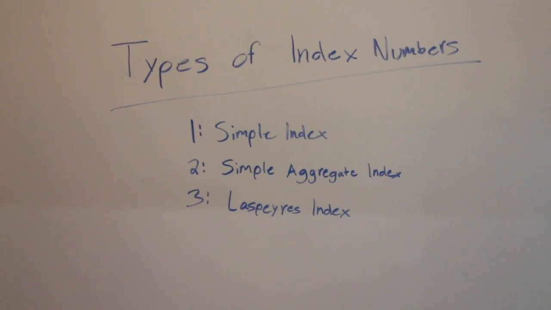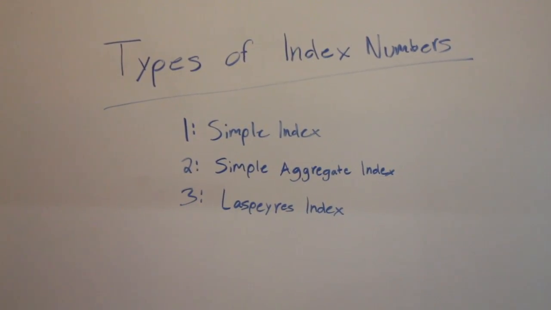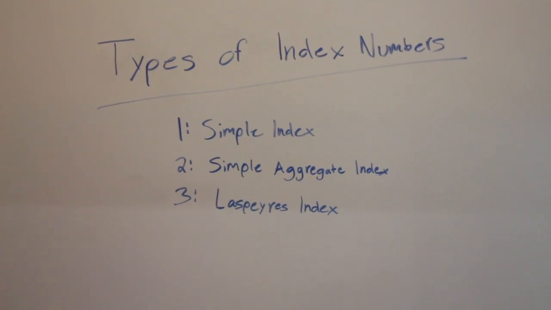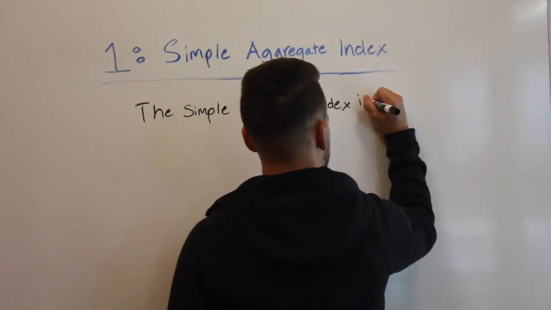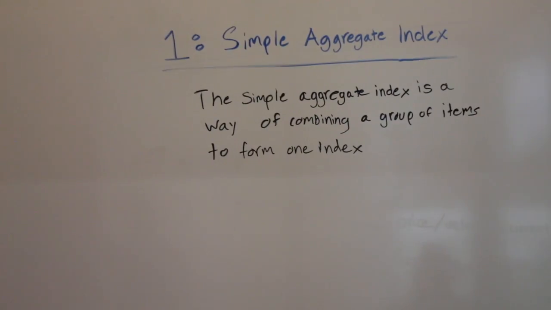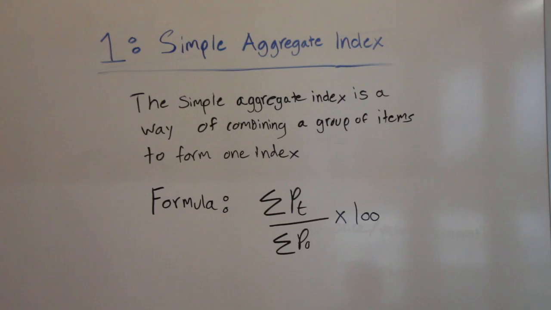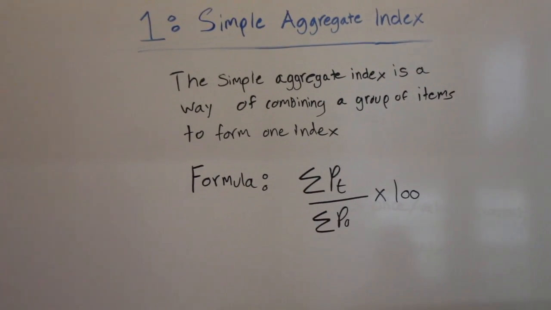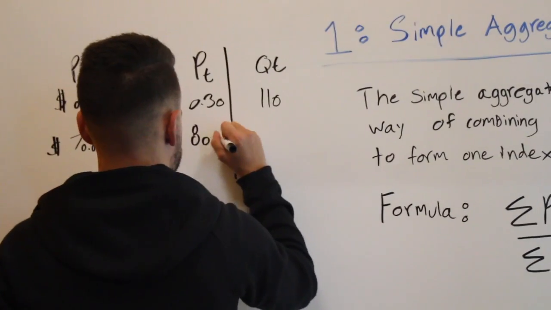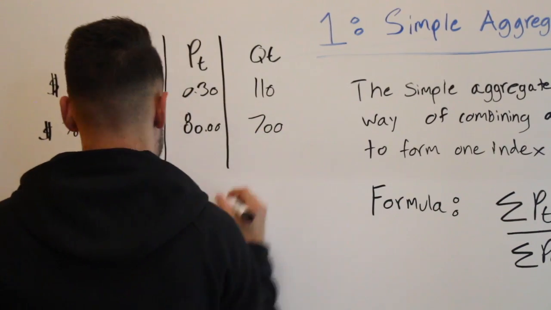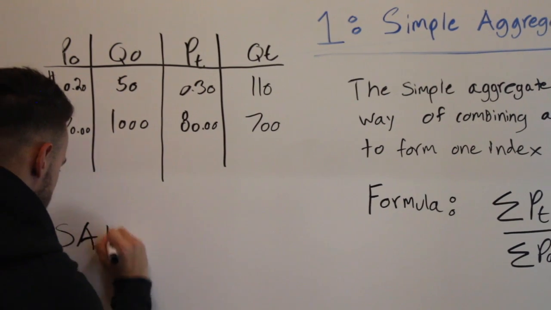Types of index numbers. The types of index numbers we will be focusing on today are the simple index, the simple aggregate index, and the Laspeyres index. The simple aggregate index is a way of combining a group of items to form one index, and here is the formula. The formula can be used to solve it both ways, on an Excel sheet and by hand. By handwriting it, this is the way to come to the solution for the simple aggregate index.